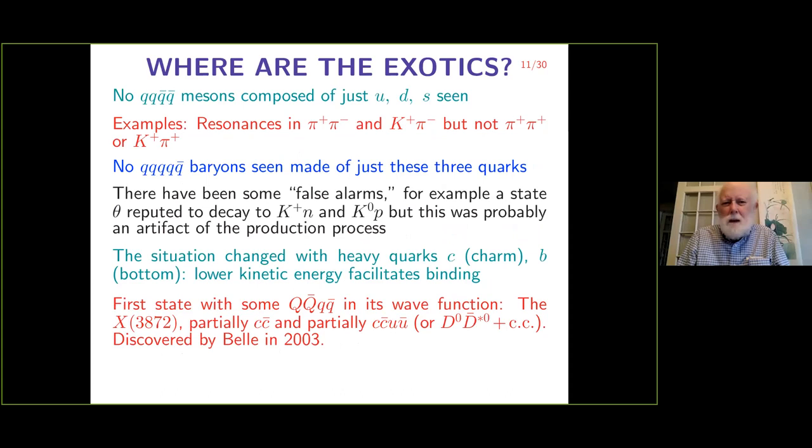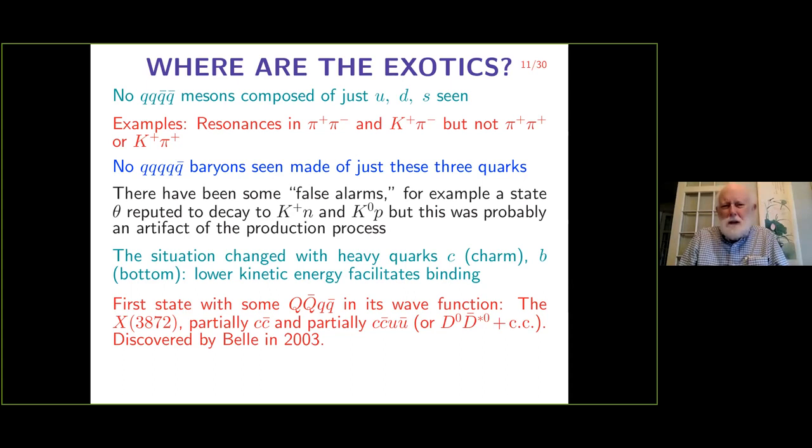But the question arose, where are the exotics? And this is going back in history, and Giancarlo very nicely stated the origin of this question. No two quark, two anti-quark mesons had been seen composed of just U, D, and S. So one expects resonances in pi plus pi minus and K plus pi minus, but not in pi plus or K plus pi plus. And similarly, no pentaquark baryons were seen made of just these three quarks, the U, D, and S.